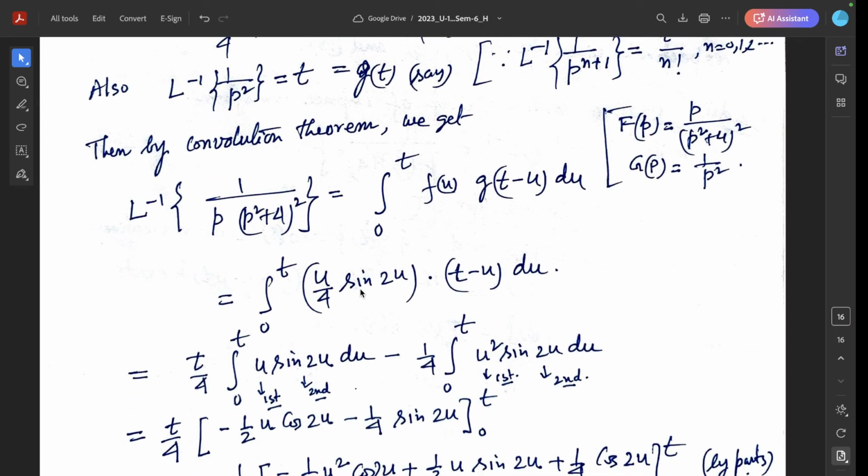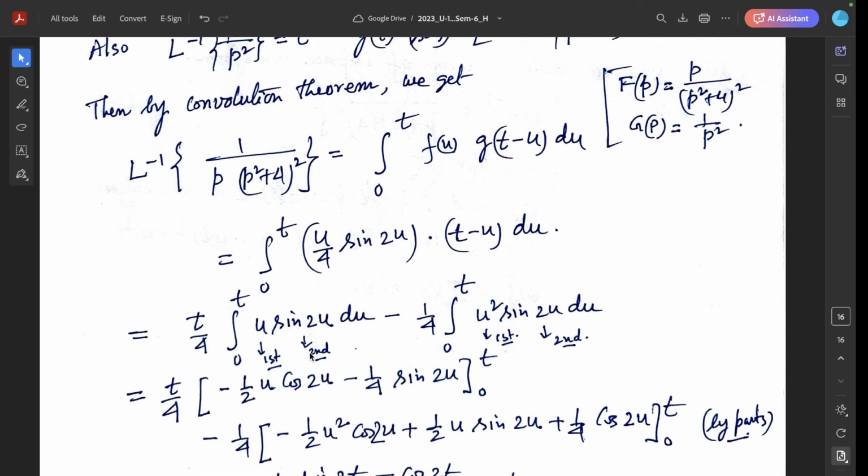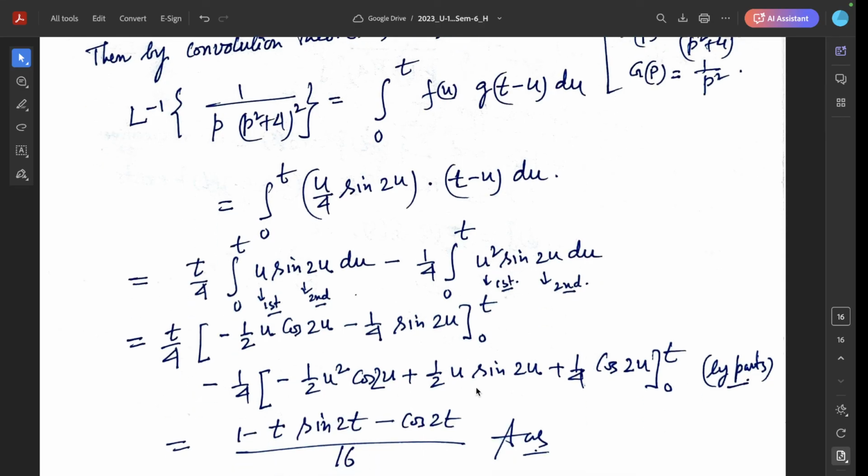So integrating this: t by 4, and since the integration is on the variable u, t is independent of the integration, we get t by 4 integration 0 to t u sine 2u du minus 1 by 4 integration 0 to t u square sine 2u du. Sine 2u is the second function and u is the first function, and by integration by parts from this we get this, and from this by integration by parts we get this. After simplification we get 1 minus t sine 2t minus cos 2t, whole divided by 16, which is the required answer of this Laplace transform. Thank you for watching this video.